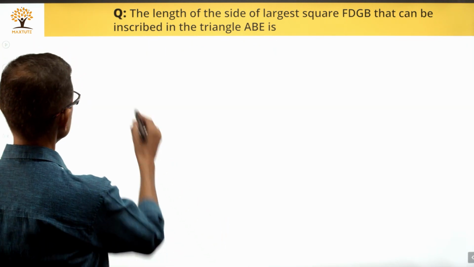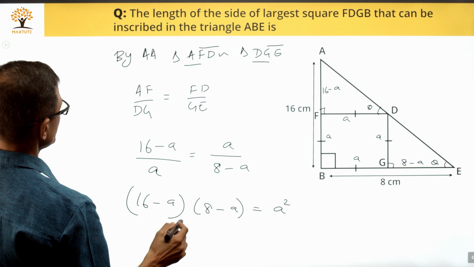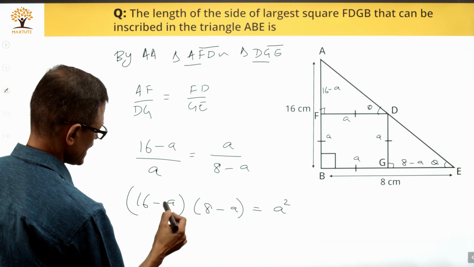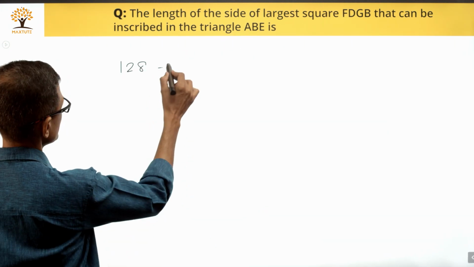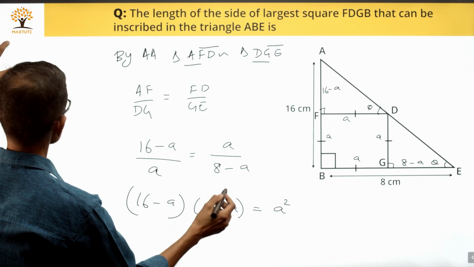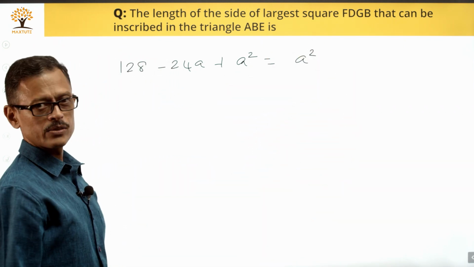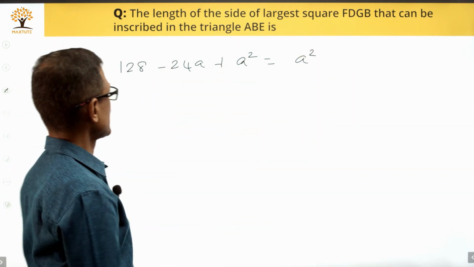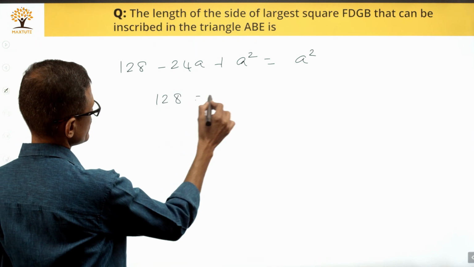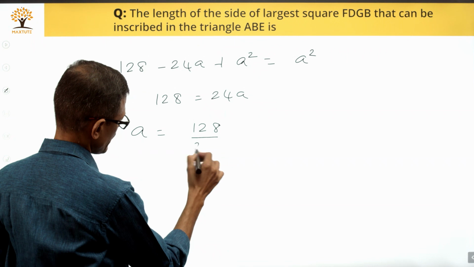16 into 8 is equal to 128, minus 16A minus 8A, which makes it minus 24A, plus minus A into minus A, which is equal to A square, is equal to A square. Take the A square to the right hand side, it gets cancelled. Take the 24A to the right hand side, we will get 128 is equal to 24A. A is equal to 128 divided by 24.